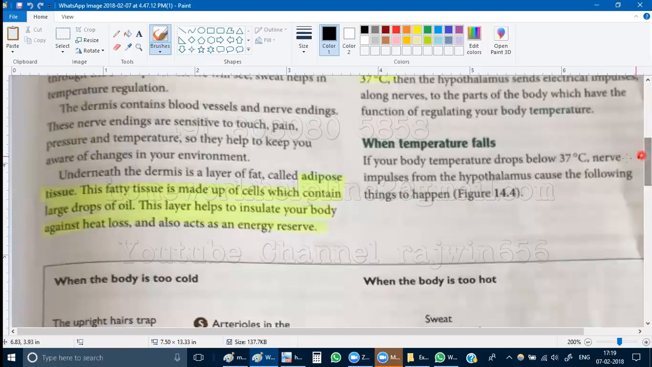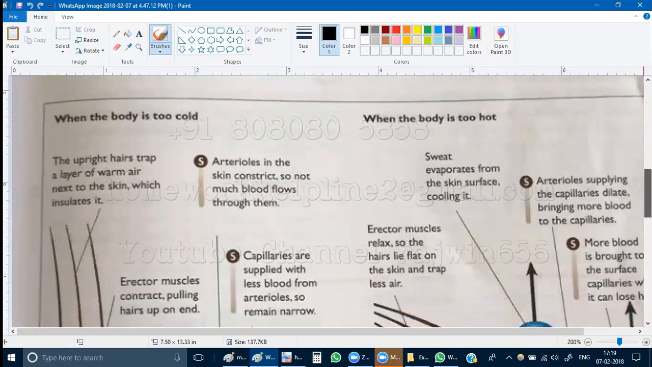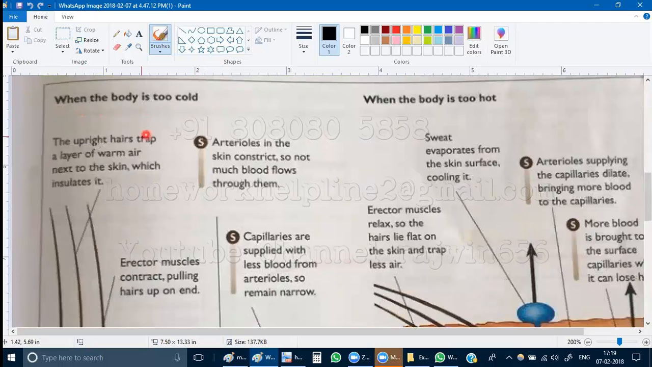Now, if your temperature drops below 37 degrees Celsius, nerve impulses from the hypothalamus cause the following things to happen. These are the changes that take place when the body is too cold. The hairs will stand up. In this way, it will close the pores of the skin and the exchange of heat with the surroundings will be stopped. At the same time, when the body becomes too hot, the sweat pores will open and sweat will be released. The evaporation of sweat from the skin causes loss of water, which has a cooling effect on the skin. Here the arterioles supplying the capillaries will dilate, bringing more blood to the capillaries.